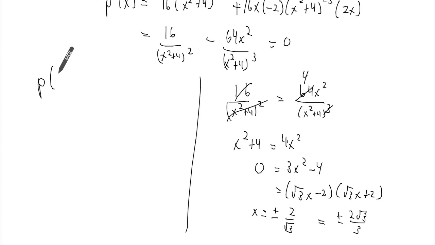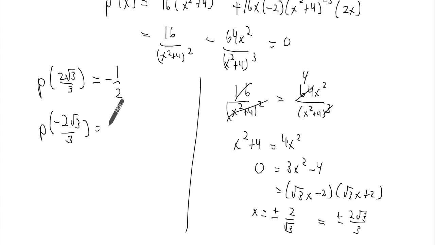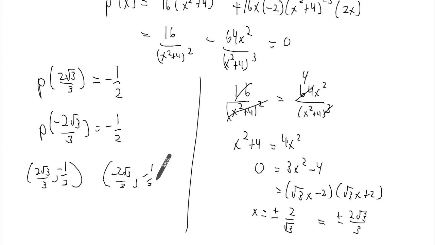So p of 2 root 3 over 3, plug that into the original function, you get negative 1/2. And actually for the exact same thing, because it is a symmetrical situation, I get p of negative 2 root 3 over 3. That also equals negative 1/2. So my 2 points are 2 root 3 over 3 comma negative 1/2. And of course the other point is negative 2 root 3 over 3 comma negative 1/2.